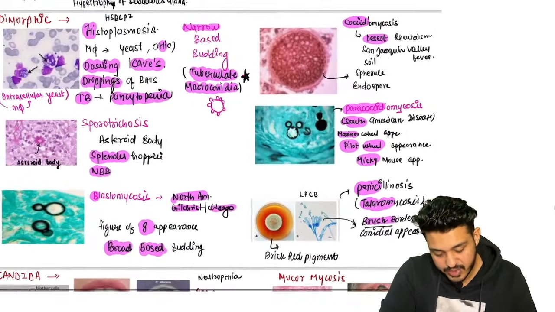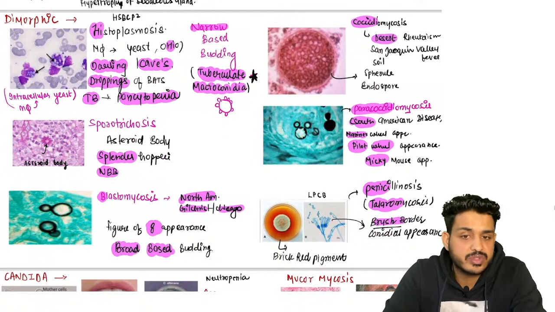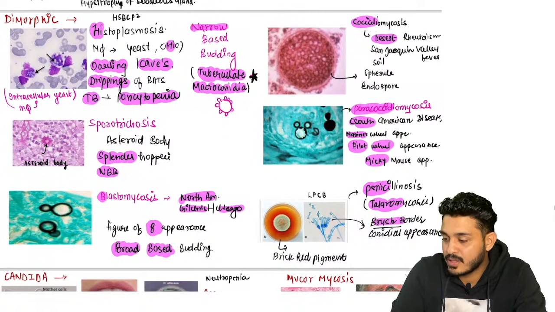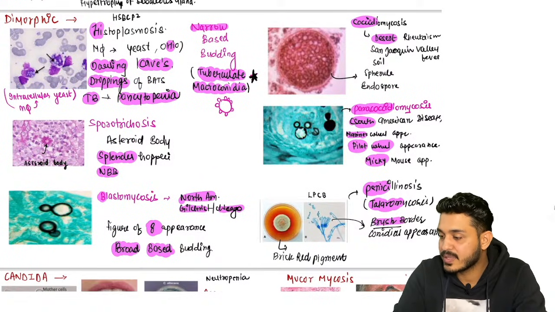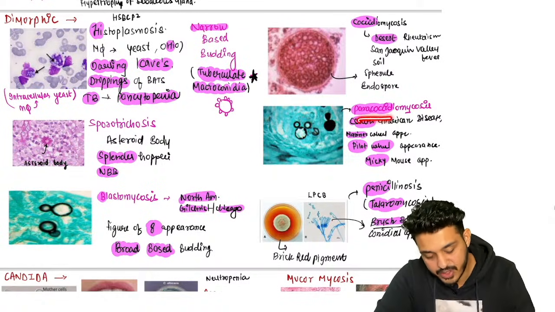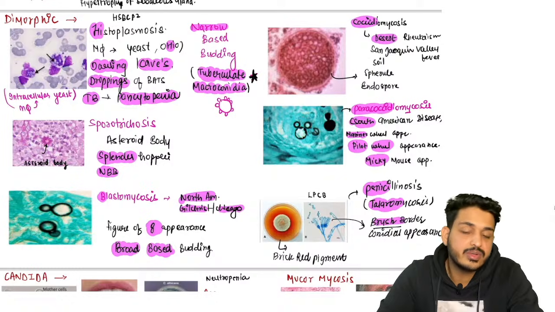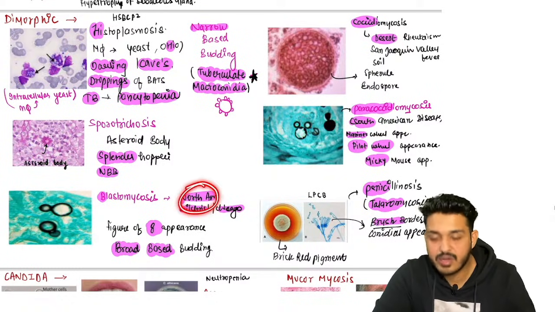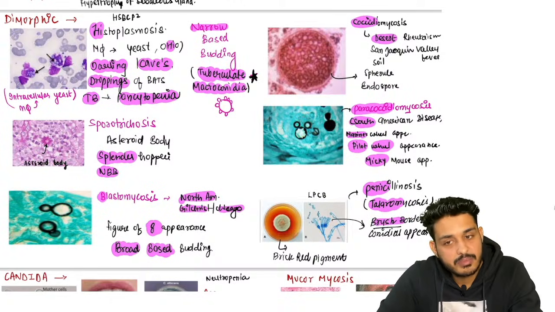So what kind of questions can they ask you? They can ask you simple questions from here. Mickey Mouse appearance is seen in? The answer will be paracoccidioidomycosis. Ohio disease? The answer will be histoplasmosis. They will ask you North American or Gilchrist disease. The answer will be blastomycosis.